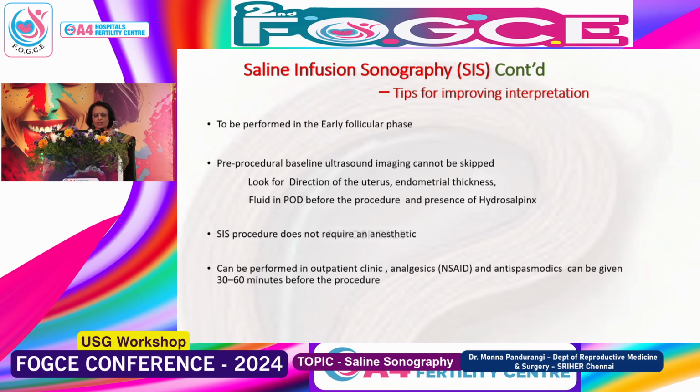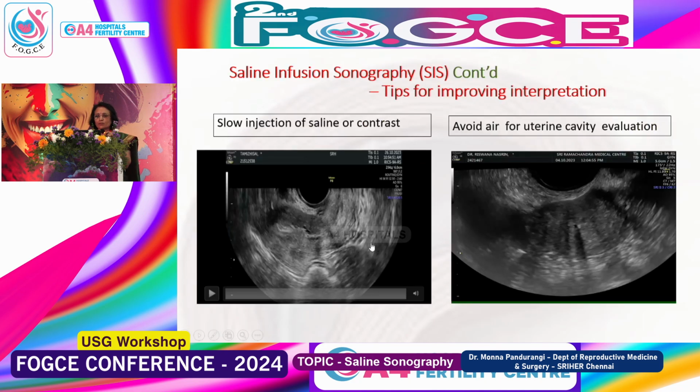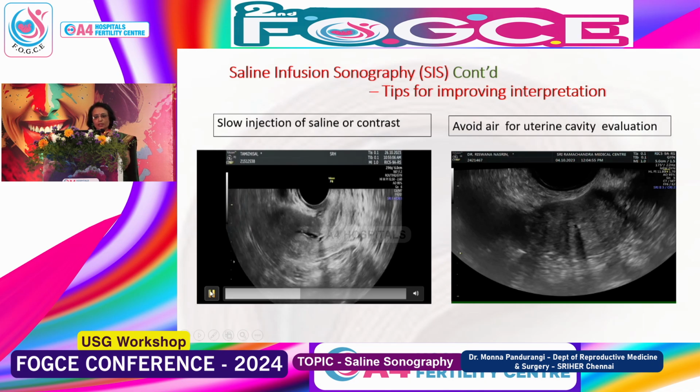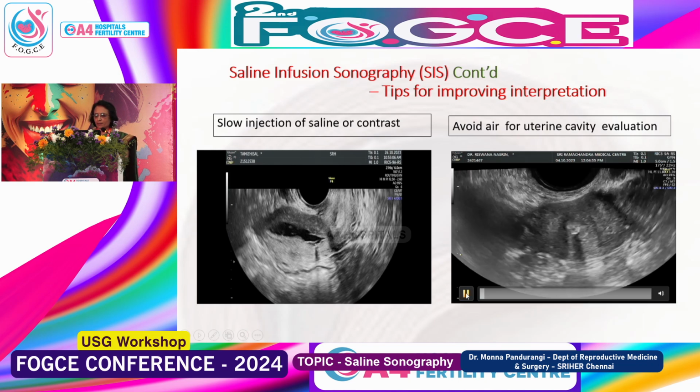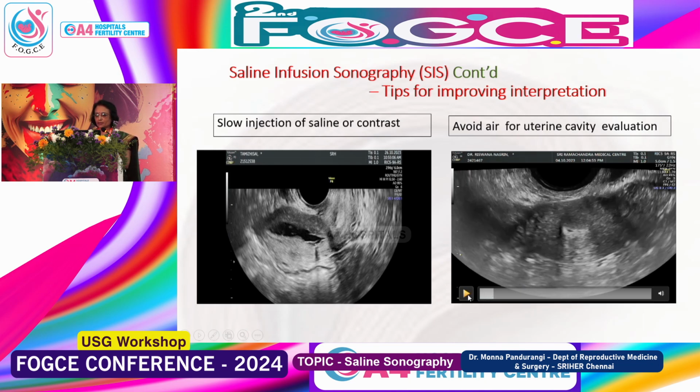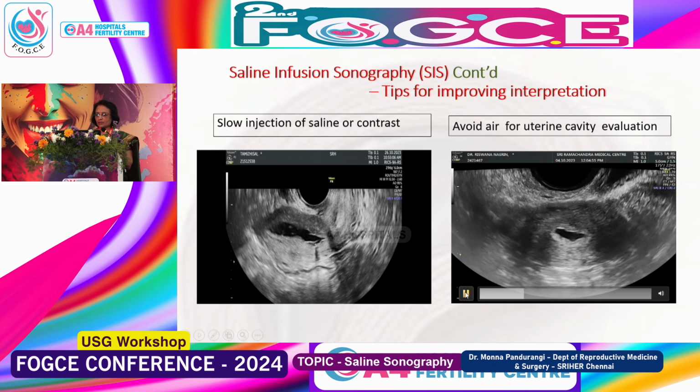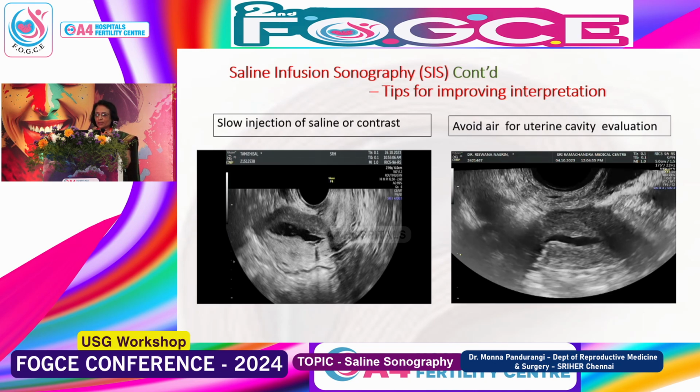SIS procedure does not require anesthetic. A simple analgesic, what you are using for an HSG, can be used, and it can be performed in an outpatient clinic. An analgesic antispasmodic can be given 30 to 60 minutes before the procedure. Some small tips: we have to inject the fluid slowly. If you inject it very fast, it gives movements, and it will appear hyperechoic. But if you inject it slowly, you can see the cavity open up. You see so beautifully the cavity can be seen, the endometrium, and you can even see the interstitial segment if it's taken in the transverse section.